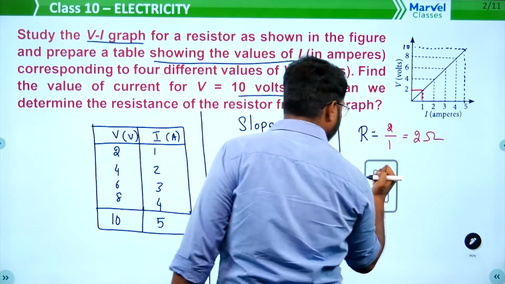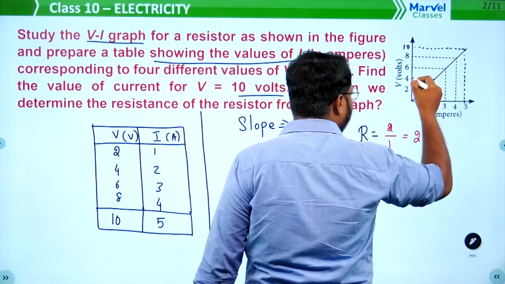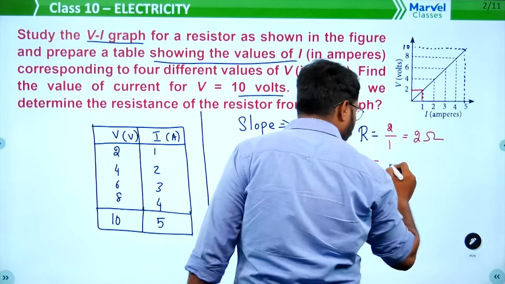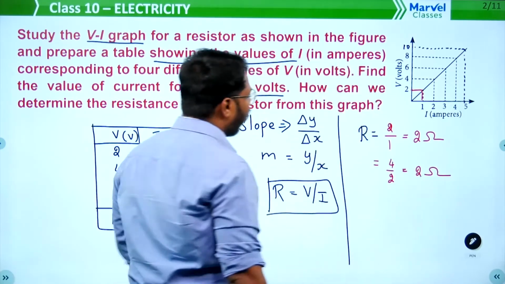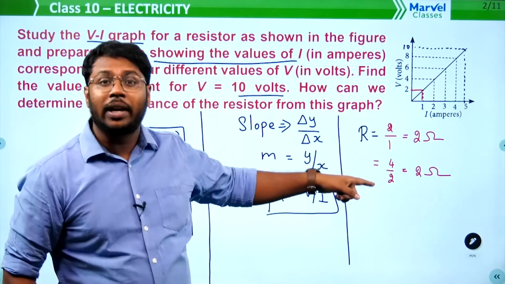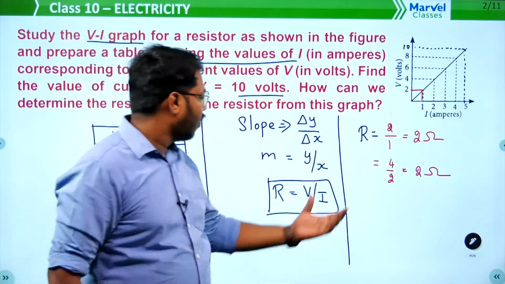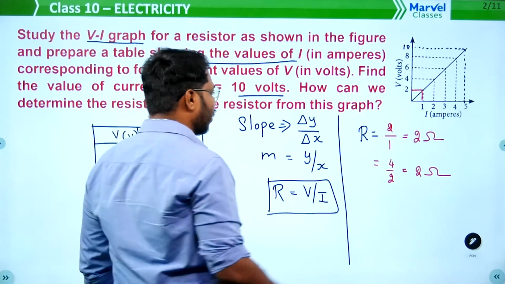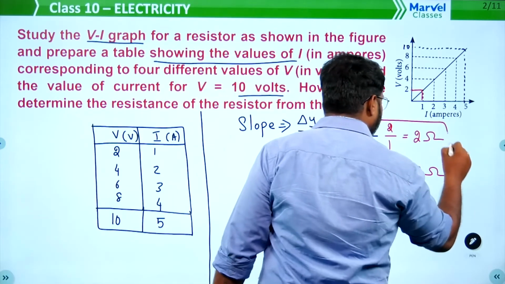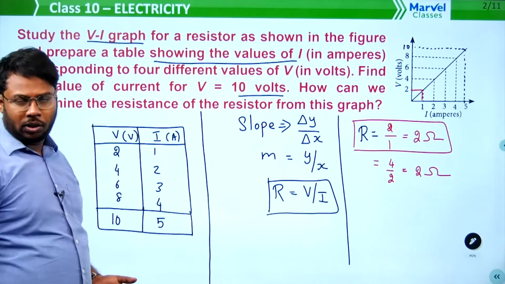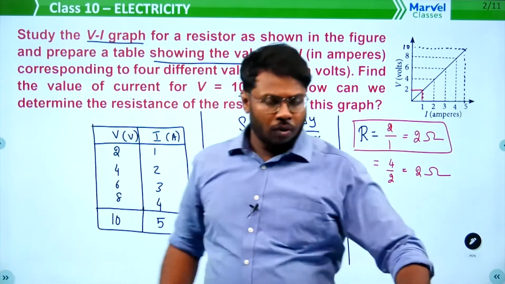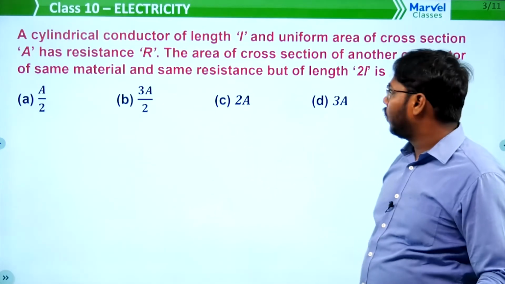Again, here we have 4 and we have 2. So 4 by 2 is 2 ohms. See, for all the set of quantities you will get the same amount of resistance, which is 2 ohms. So this is the answer for the second set of question. So this is how it is done. So now we move to the next question.